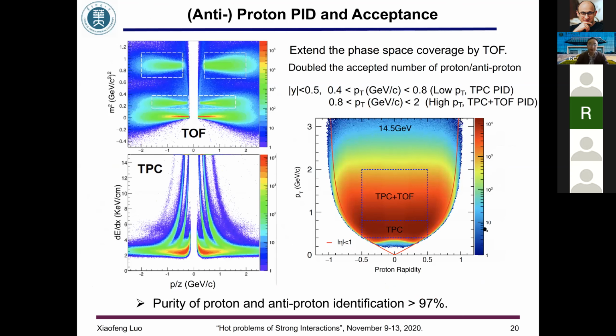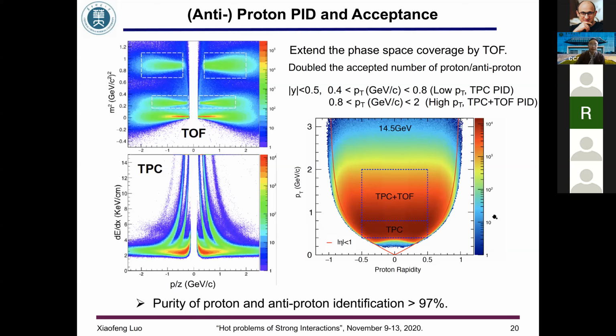In the following, I will show you some details of our measurement of these high order cumulants of the fluctuations. For the net proton measurement, we have to identify the proton and antiproton. Then the proton number minus the antiproton number gives the so-called net proton number event by event. To identify proton and antiproton, we used both the time projection chamber and the time of flight. At low pT, we identify proton and antiproton with the TPC only. At high pT, we identify them with both TPC and TOF. This gave us a purity of the proton and antiproton larger than 97%.